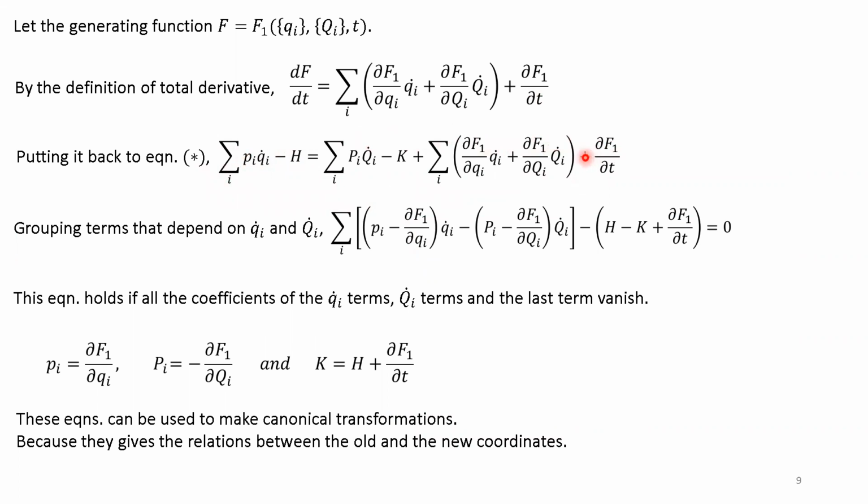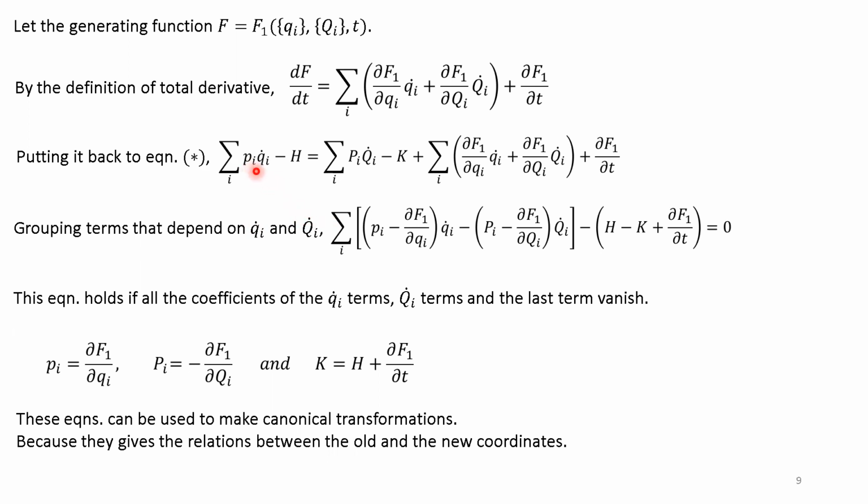And then what I'm going to do is to move all the terms to the left-hand side, so that the right-hand side only has this 0. Now on the left-hand side, I'm going to group terms. There are 3 kinds of terms. The first kind will always come with this q dot. The second kind comes with this capital Q dot. And the third kind do not come with either of these two.